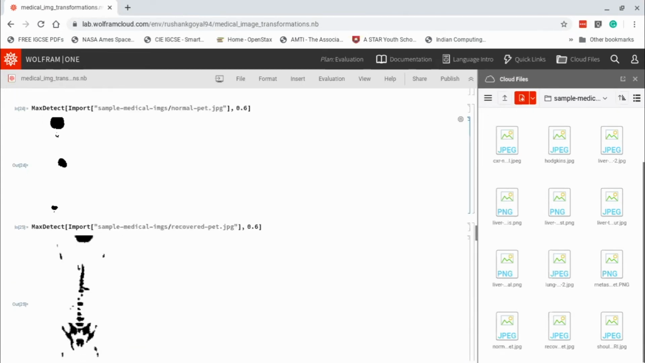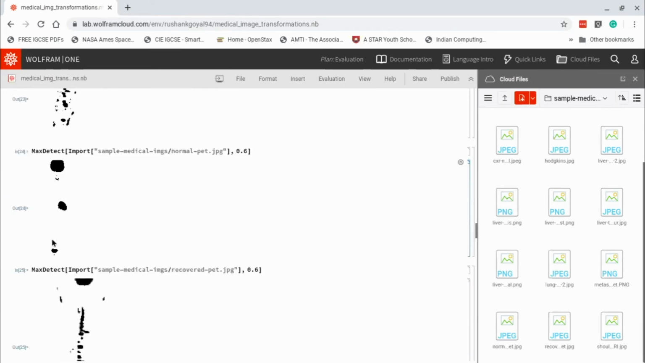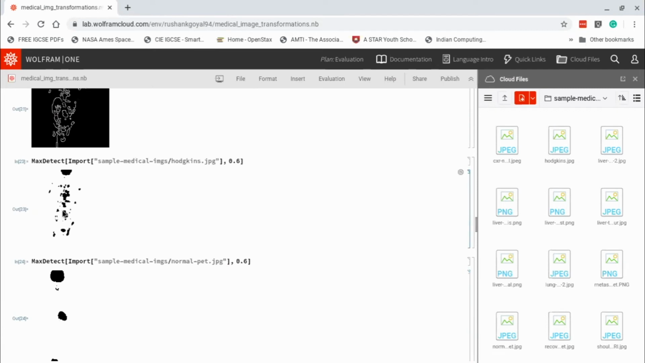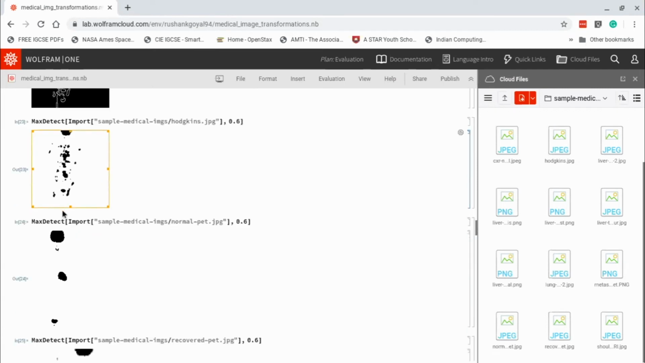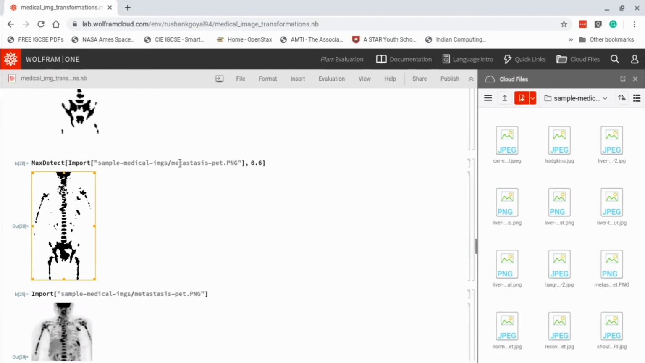Going back to this example, here this person is normal, and after the filter, this person has Hodgkin's, which is first stage cancer. This person is normal, and this person has metastasis, which is second stage cancer. Okay. So again, it puts them into three different categories. Nice.